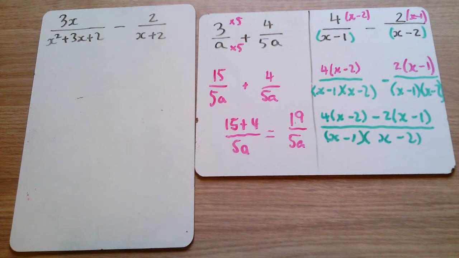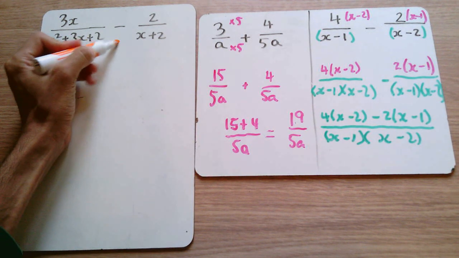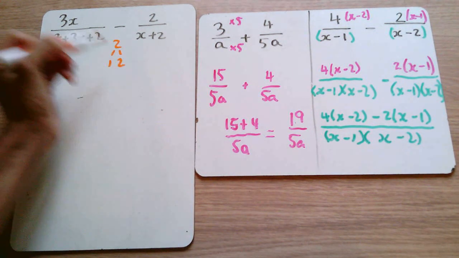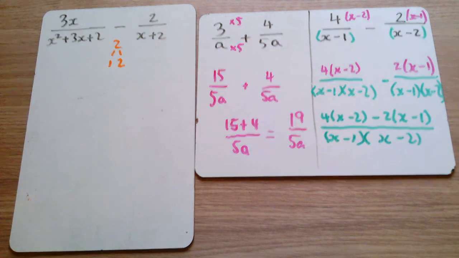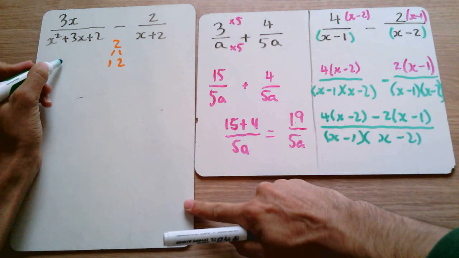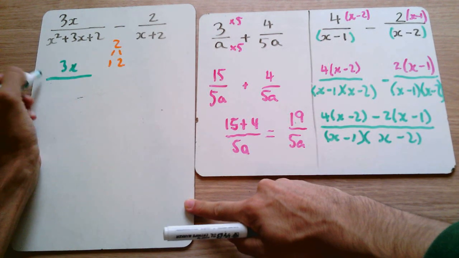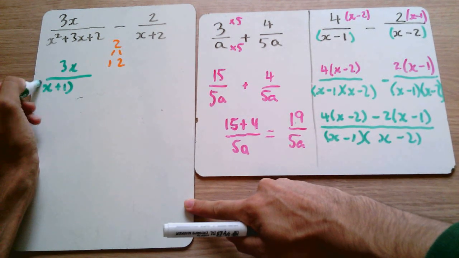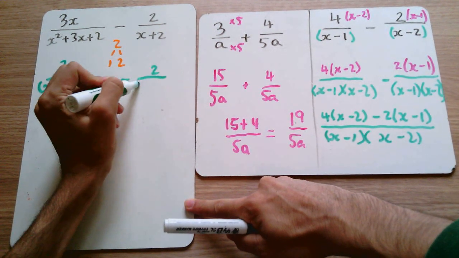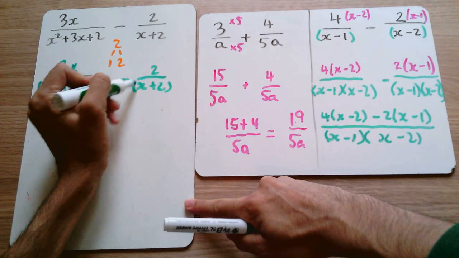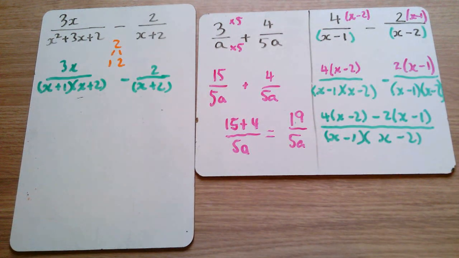So if we look to factorize the quadratic on the left hand side, we need two numbers that multiply to make 2 and add to make 3. Well, that is 1 and 2. So therefore, if I factorize the quadratic on the left hand side, I'm going to get 3x divided by x plus 1 and x plus 2, minus 2 over x plus 2. Now we'll notice that x plus 2 is a common factor on the bottom.